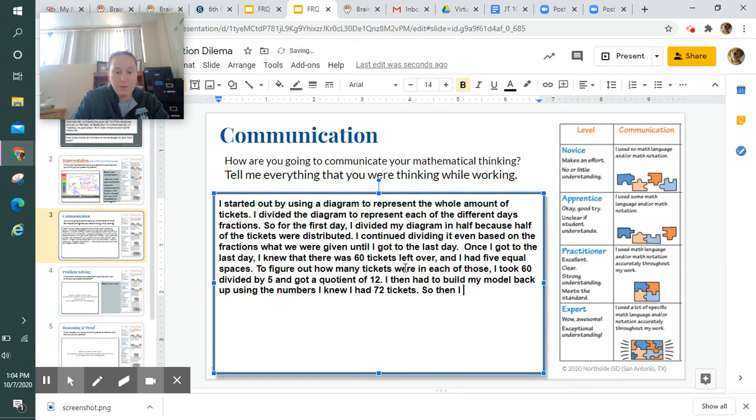So then I knew that each part that was equal to that was also 72 tickets. Okay. So I added 72 plus 72 plus 72 to get 216, which was the total for half of my tickets.